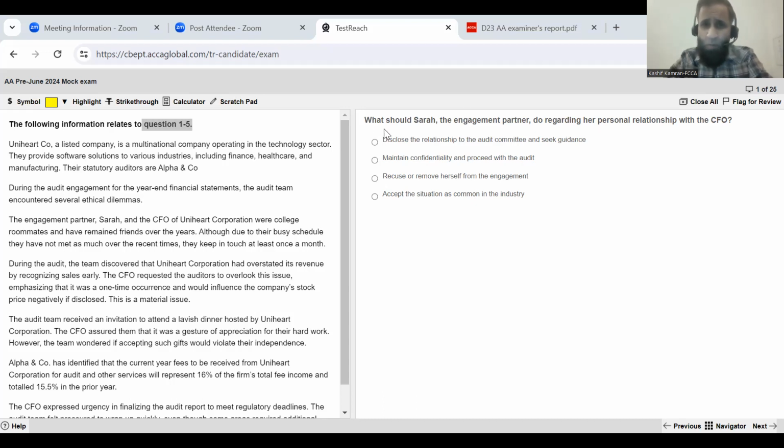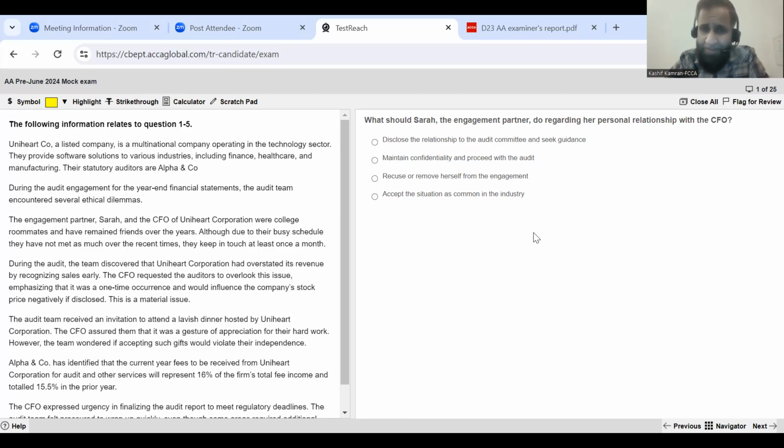First question, what should Sarah, the engagement partner, do regarding her personal relationship with the CFO? So the engagement partner has a personal relationship with the CFO. What should she do? Now, when you have a personal relationship with the CFO, what is the ethical threat? It's familiarity, right? So if the engagement partner has a familiarity threat with the CFO, what should she do? You have 4 options here. 1, 2, 3, 4. Tell me which is the right answer.